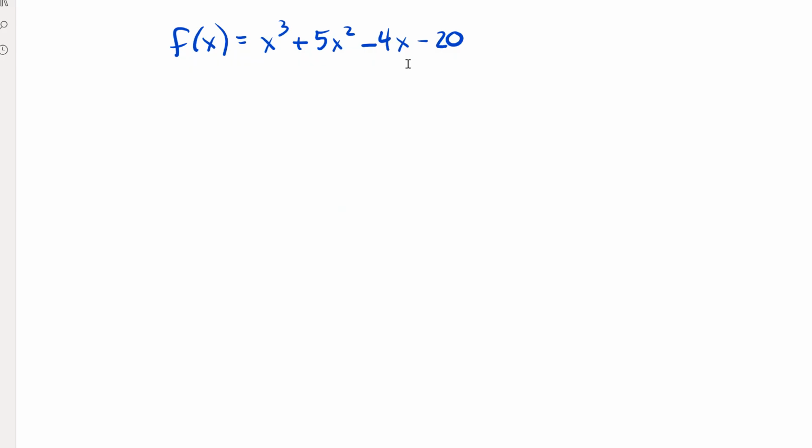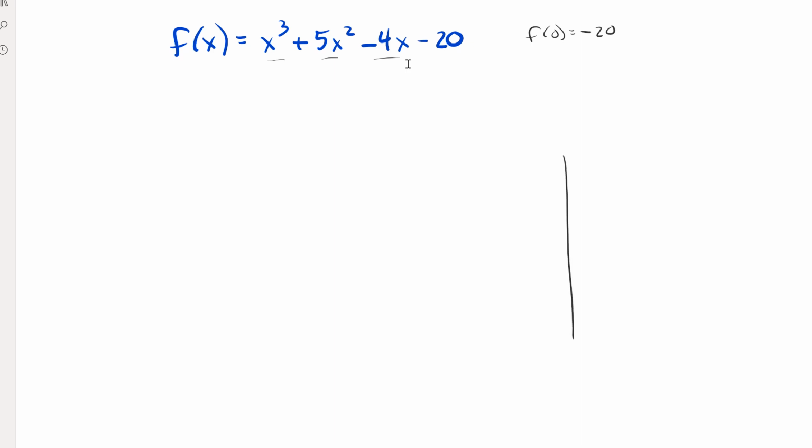And let's do one more example from start to finish, everything we could possibly learn about this function. Again, a good place to start is to find the vertical intercept. So when you put 0 into this function, you're going to get 0 cubed plus 5 times 0 squared minus 4 times 0. All of those terms will be 0. And then you've got minus 20 at the end.